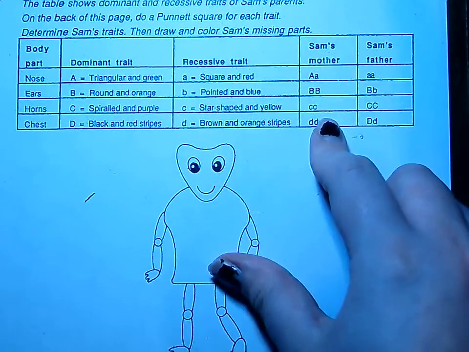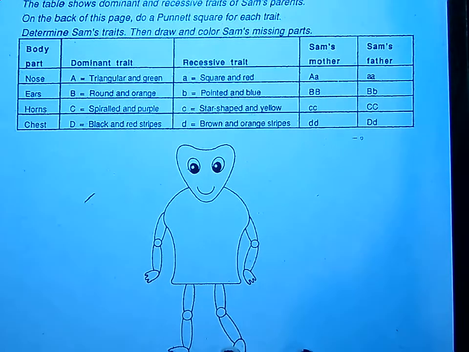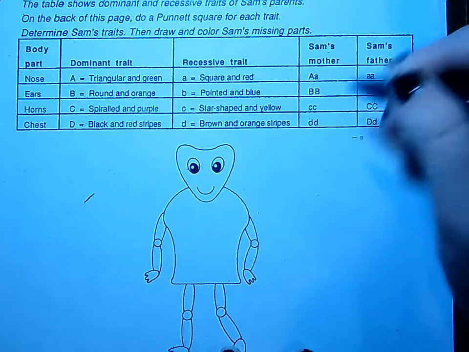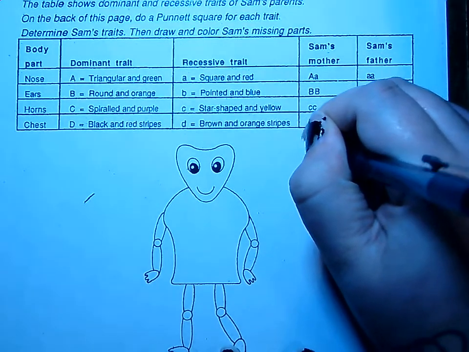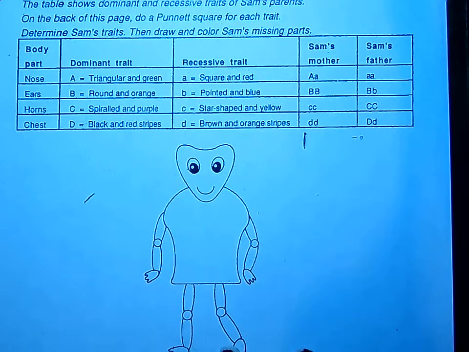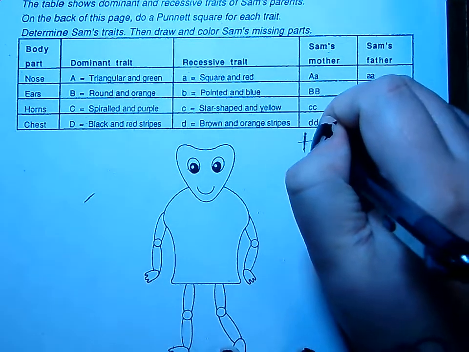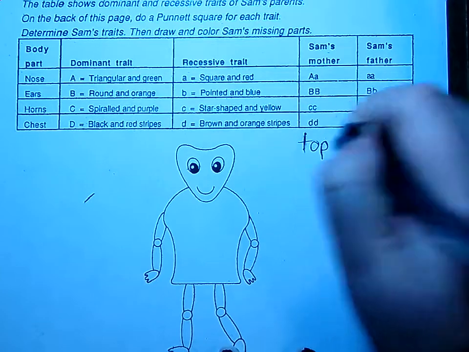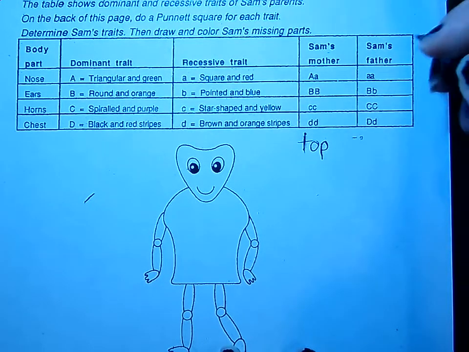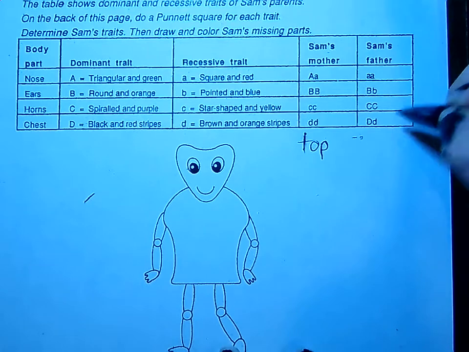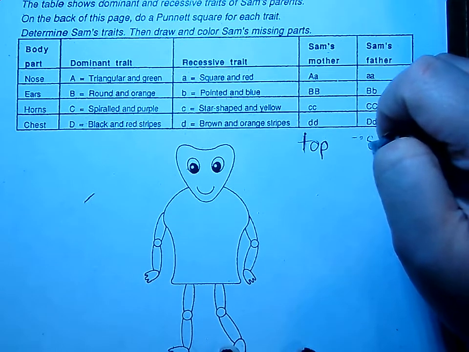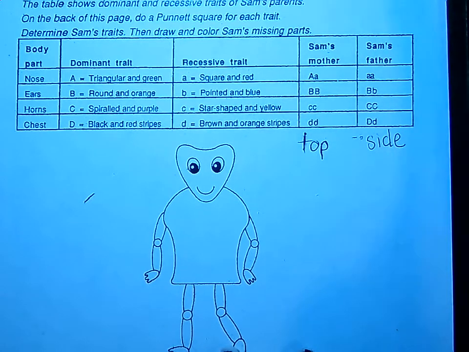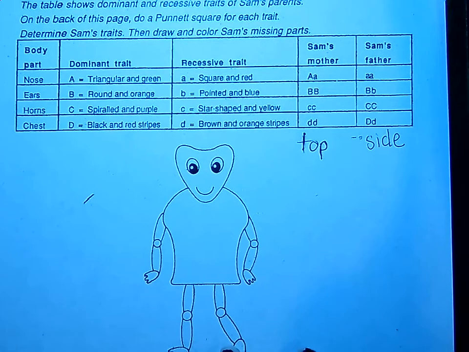So since Sam's mother came first in the table, we're going to put her genotypes on the top of our Punnett squares. We're going to put Sam's father's genotype on the side of our Punnett squares. So let's kind of dive in to figure out the possibilities of Sam.